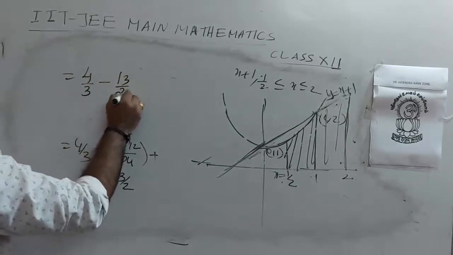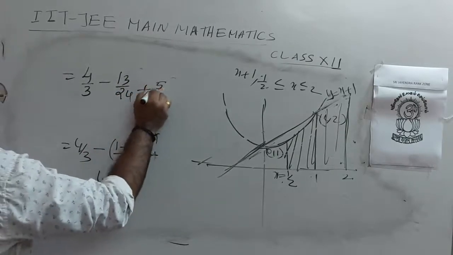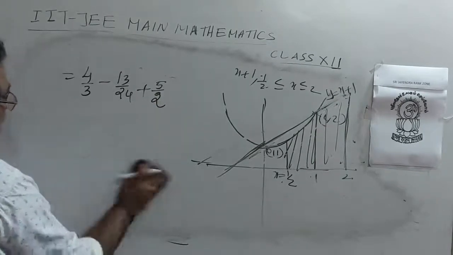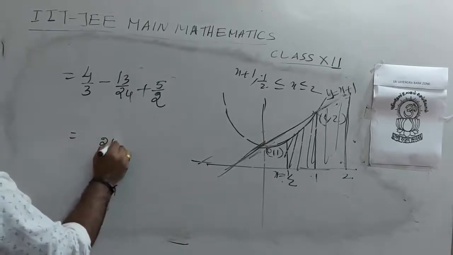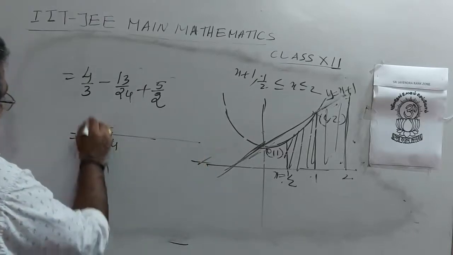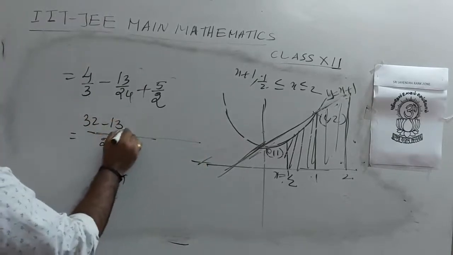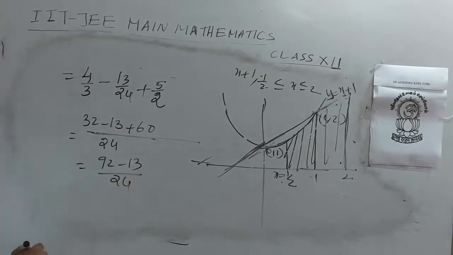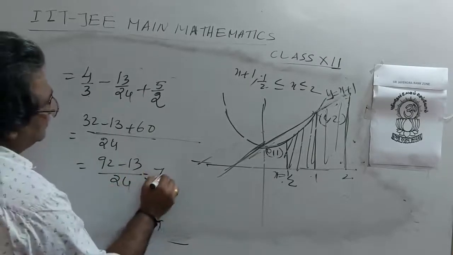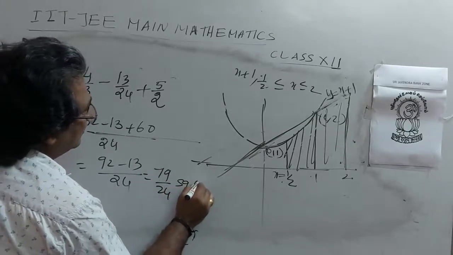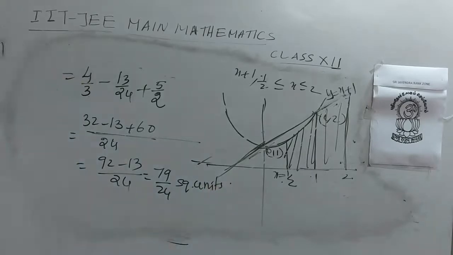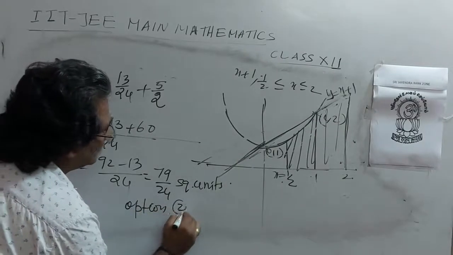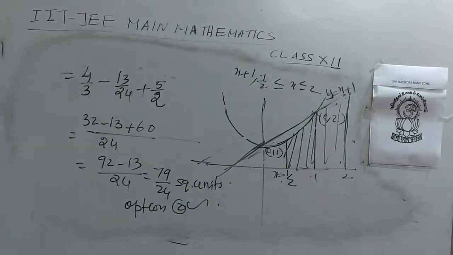Four by 3 minus 13 by 24 plus 5 by 2. Take the LCM, 24. 8 times, that is 32, minus 13, plus 60, 79 by 24 square units. So option 2 is correct in this case.